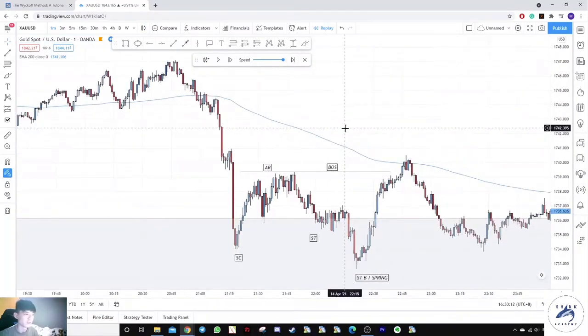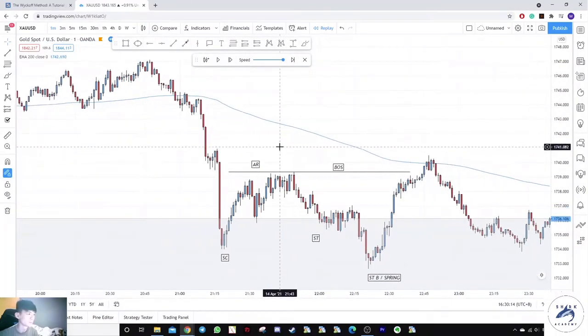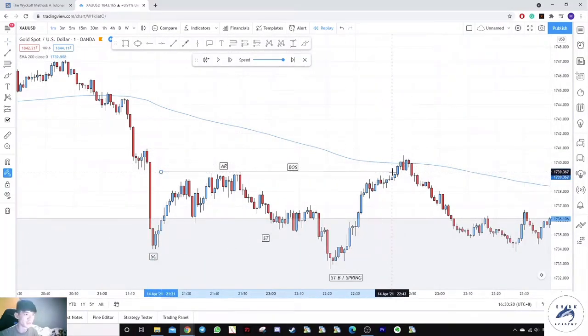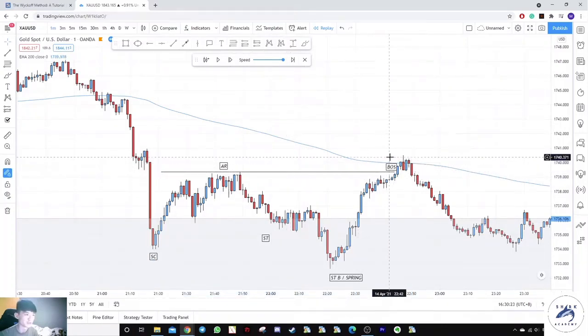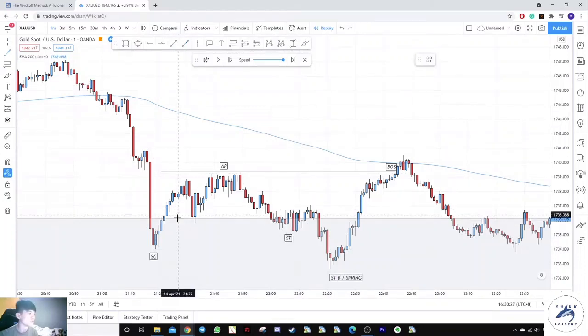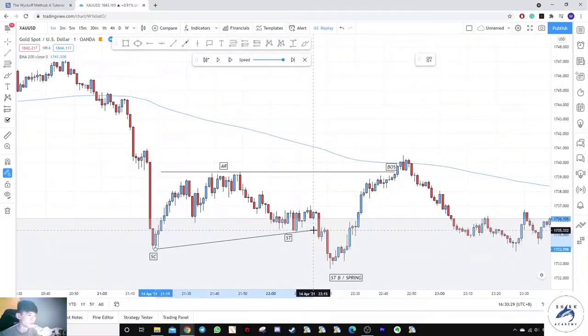And you can clearly see over here, this is your SC, this is your break of structure. When prices clear this level, this is your break of structure, correct? This is your secondary test in terms of the creation of liquidity. So we have this over here.